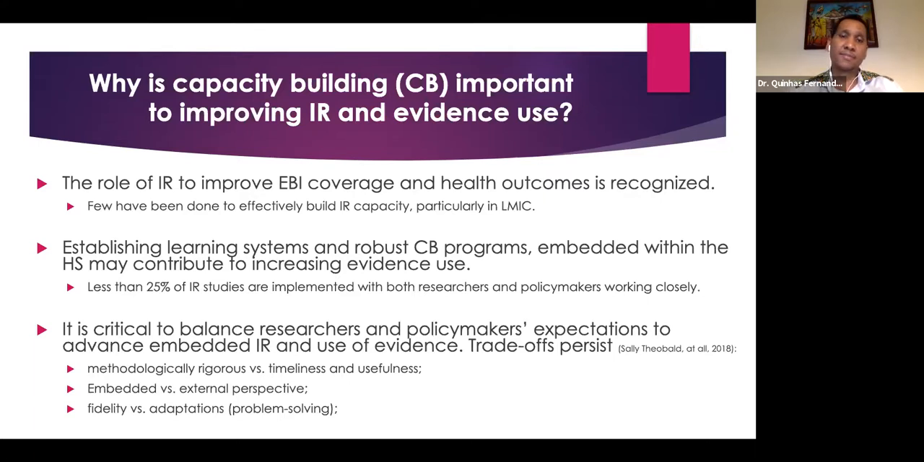On the other hand, for policymakers, it matters that research is aligned with institutional needs. That is, the research has to be demand-driven. Timeliness, usefulness, and allowing adaptations to solve problems is really determinant for policymakers. So to advance implementation research, it's really critical to ensure a good balance between researchers' and policymakers' expectations. That's why my understanding is that it's very important to establish a learning system and solid capacity building embedded within the health system, to ensure that we minimize these barriers or trade-offs that I have highlighted.